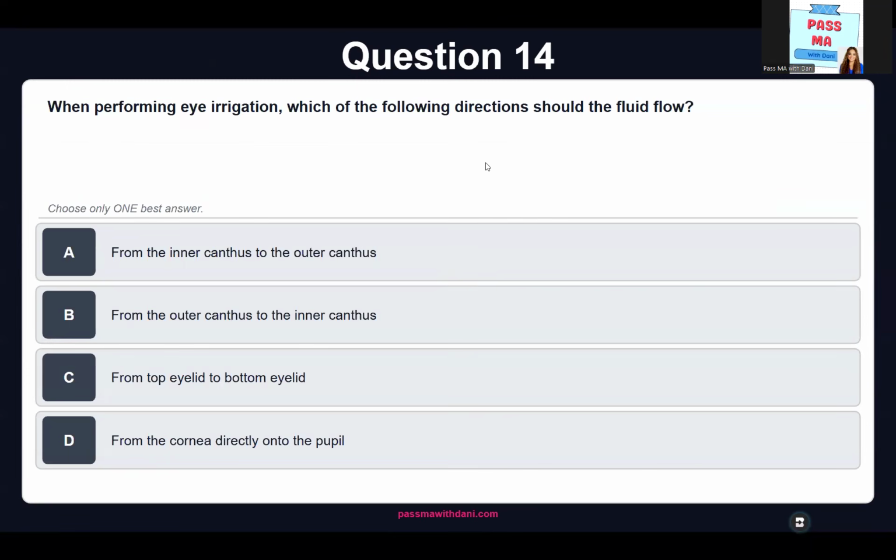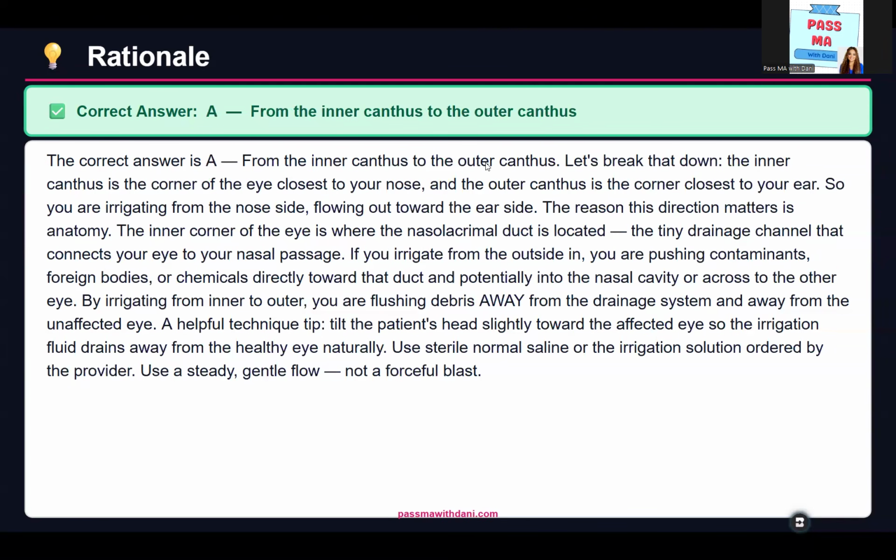All right, for question 14, if you said A, from the inner canthus to the outer canthus, then you are correct. So we're talking about the inner canthus of the eye. And you guys, I want to be Picasso so bad, but I cannot draw to save my life. But we're going to go for it. All right, here is our eye. So we're talking about the inner canthus of the eye to the outer canthus.